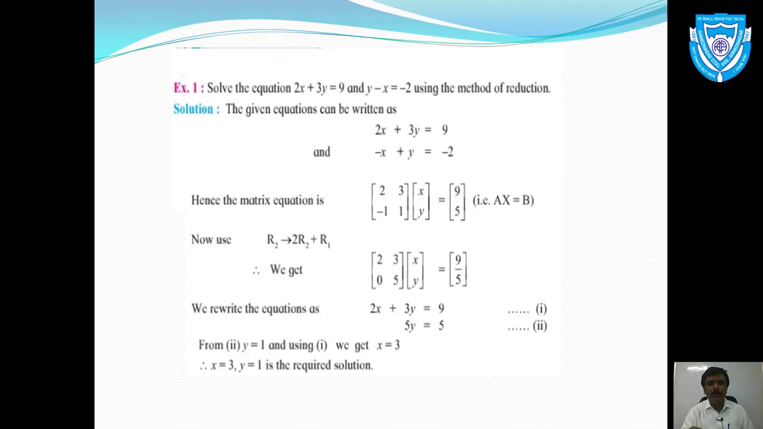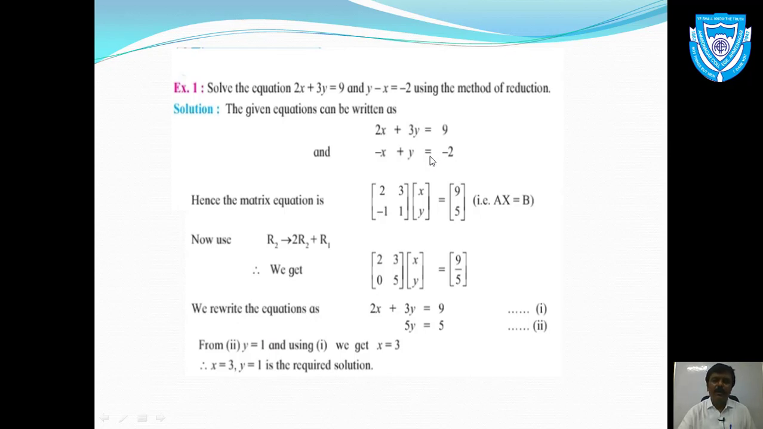Solve the equations 2x plus 3y is equal to 9 and y minus x is equal to minus 2 using the method of reduction. So at first we'll rewrite the equations. There is no problem with the first equation. You can write the first equation as it is: 2x plus 3y is equal to 9. But the second equation is y minus x is equal to minus 2, so we will write it as minus x plus y is equal to minus 2. For our convenience we'll rewrite the second equation.